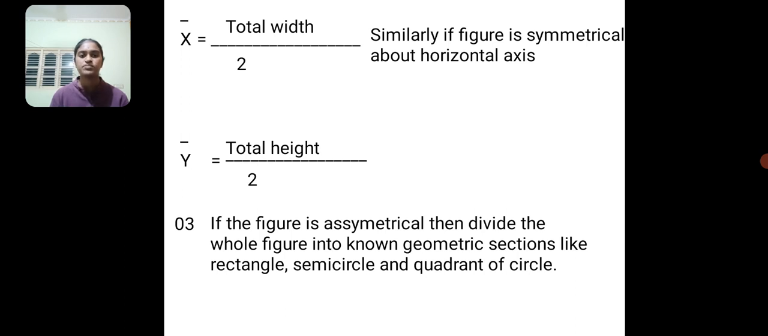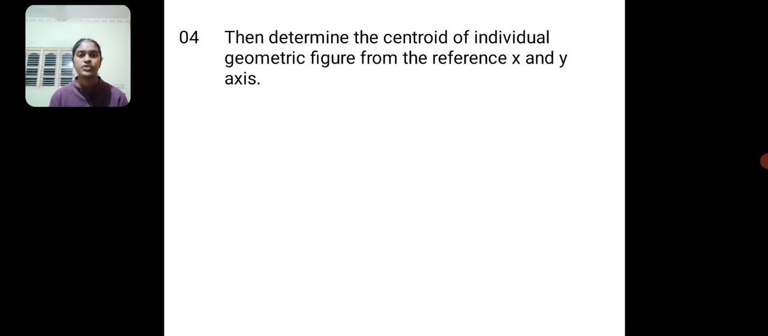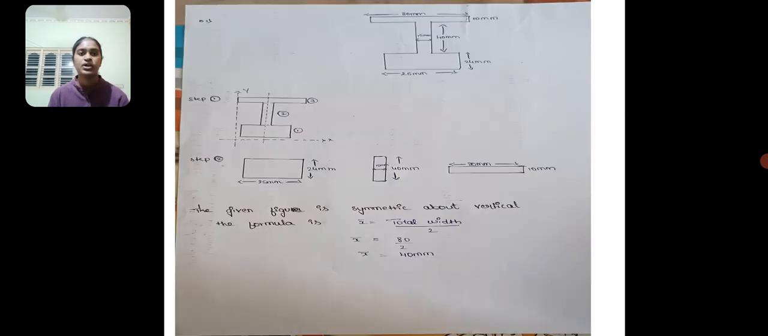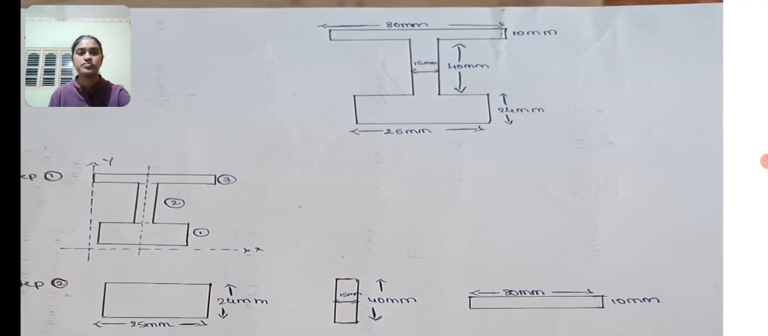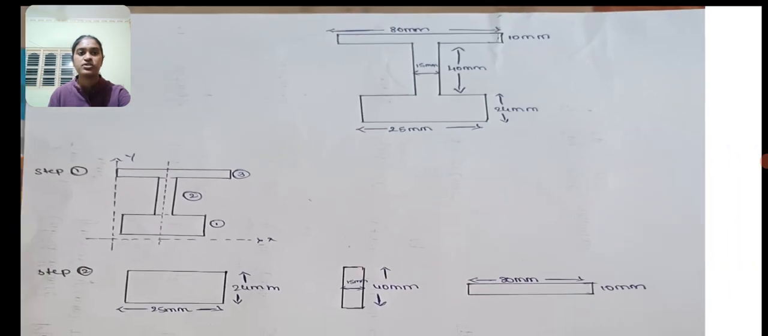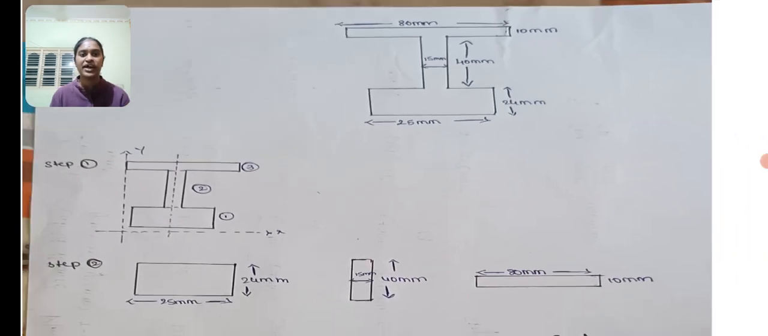Now, the third step: if the figure is asymmetrical, then divide the whole figure into known geometric sections like a rectangle, semicircle, and quadrant of a circle. Fourth step, determine the centroid of each individual geometrical figure from the reference x and y axes. Now, let me show a figure which is symmetrical about the vertical axis.